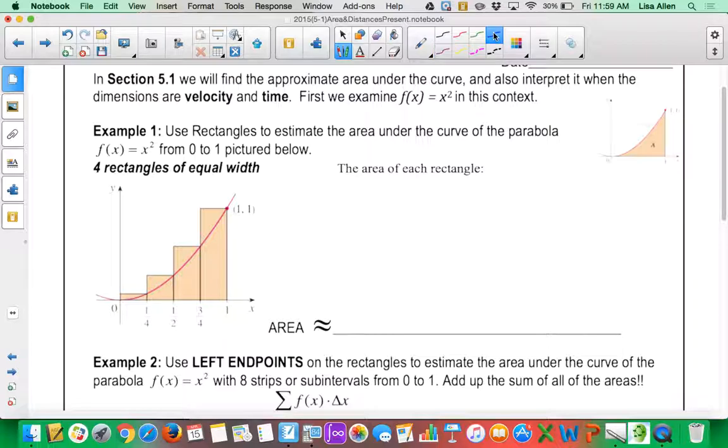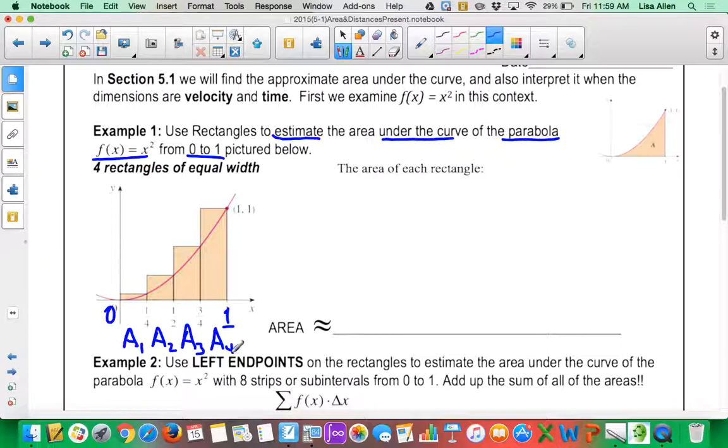So what we're going to do in the first example is use rectangles to estimate the area. We want to estimate the area under the curve of the parabola f of x is equal to x squared from 0 to 1, pictured below. So you can see we have 0 to 1, and it looks like we have 4 subdivisions. The area of each rectangle: our first rectangle is A sub 1, then A sub 2, A sub 3, and A sub 4 as we go across.